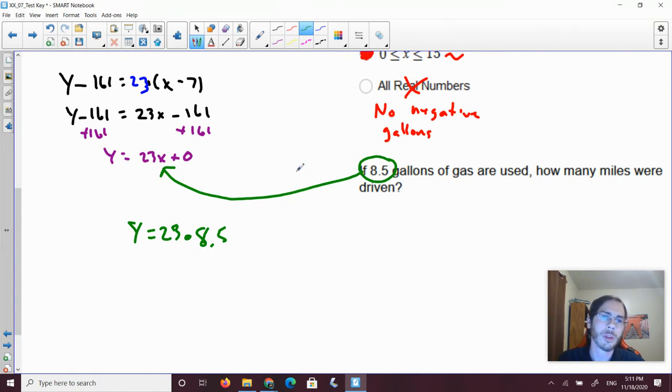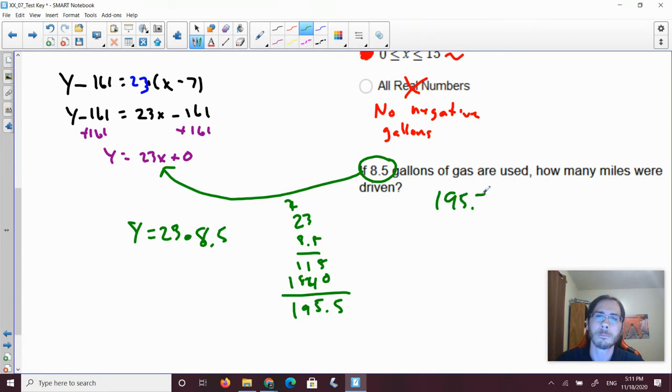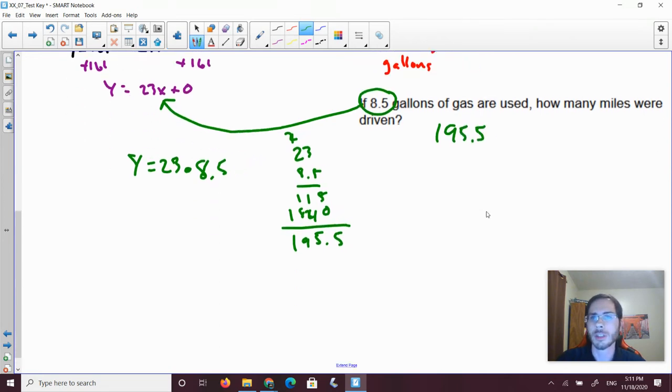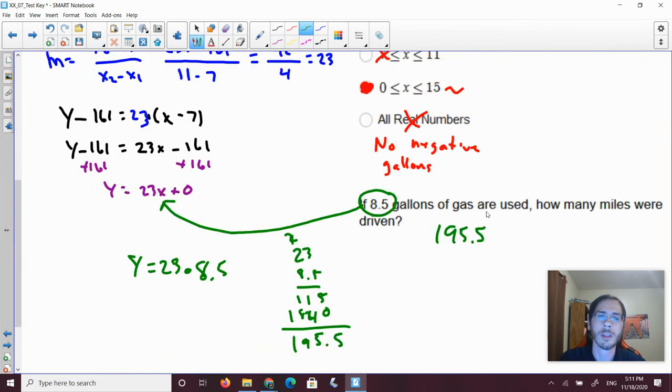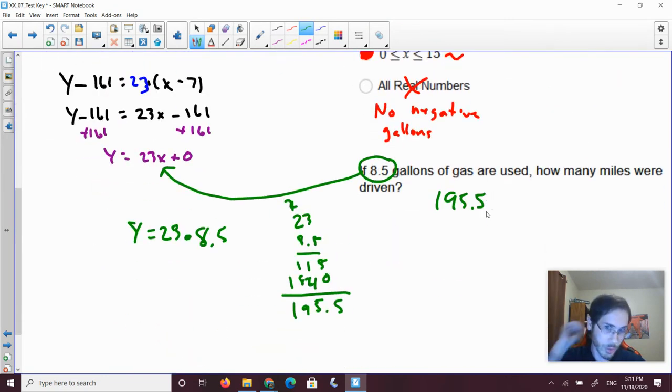All right, well, we have to do 23 times 8.5. So let's do that real quick. We get 15, 10, 11, 0, 24, 16, 17, 18. 5, 5, 9, 1. We get 195.5. All right, well, let's use our interpolation to make sure that that makes sense. Is that somewhere between 7 and 11? Yeah, it is. So we're going to go with it for right now. So there we go, 195.5.